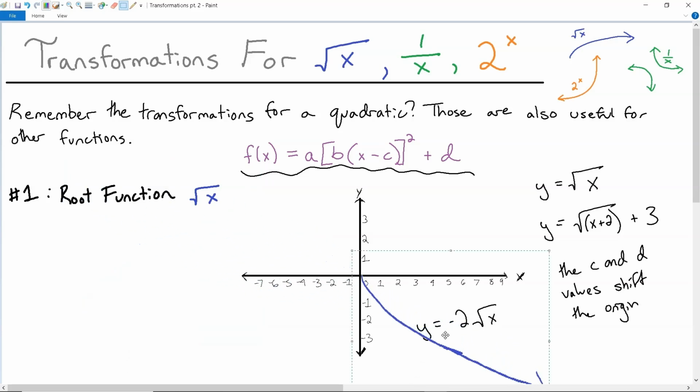So in this case, for the -2 square root of x, I haven't caused any shift. That's why our origin is still at 0, 0. But I have this stretch by a factor of 2, and I flipped it vertically. And let's do one more example showing off a change in the b value.